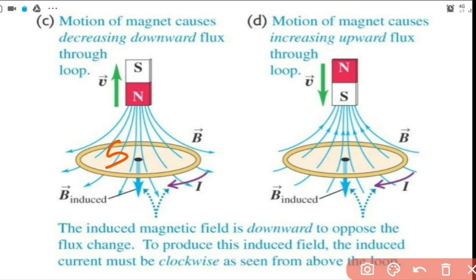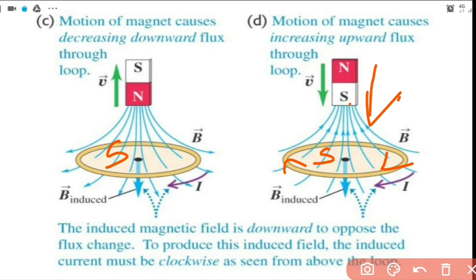Coming to the second case, when the south pole is moved towards the wire loop, the wire loop should repel that south. So to repel that south, south pole should be induced on the upper side of the wire loop. For south pole to be induced, current should be flowing in clockwise direction. So this is the direction of current.